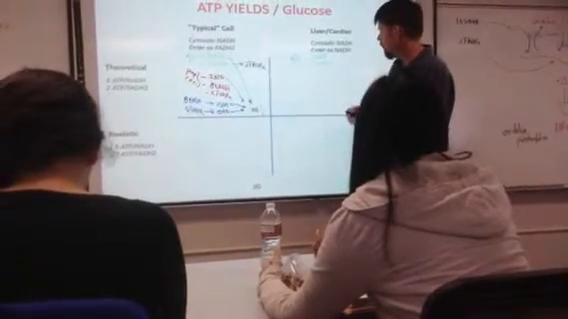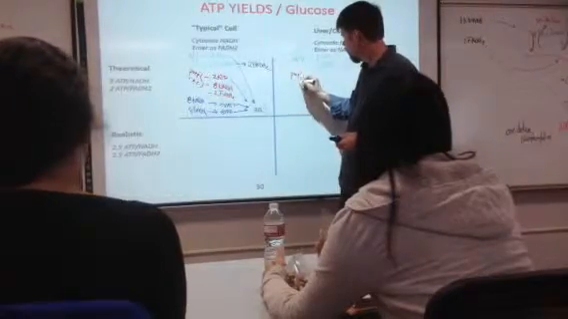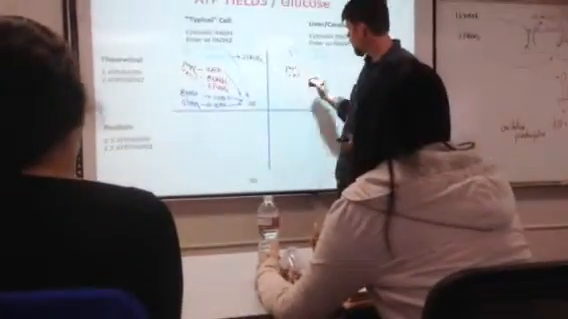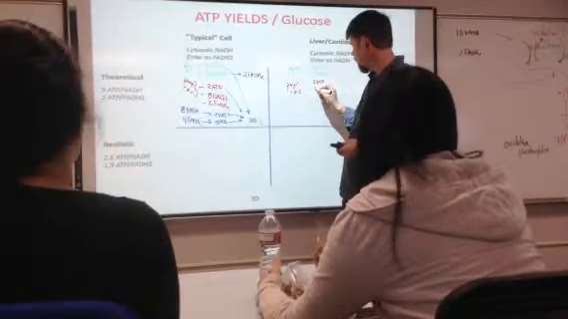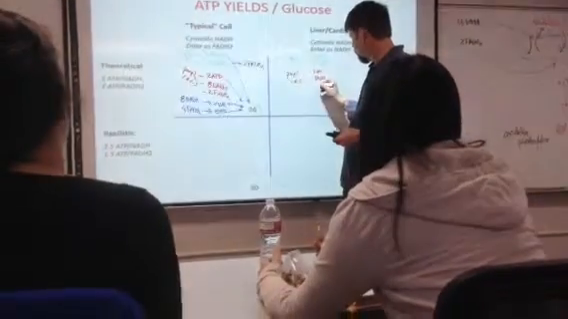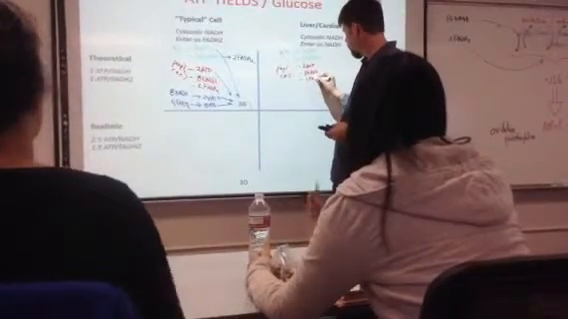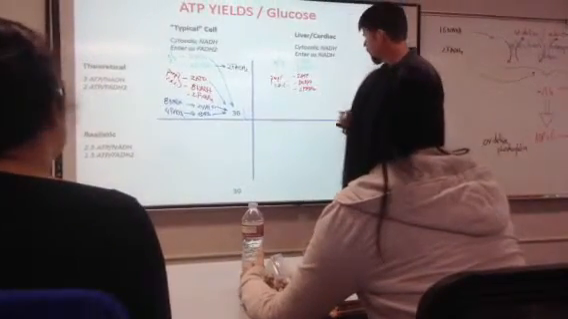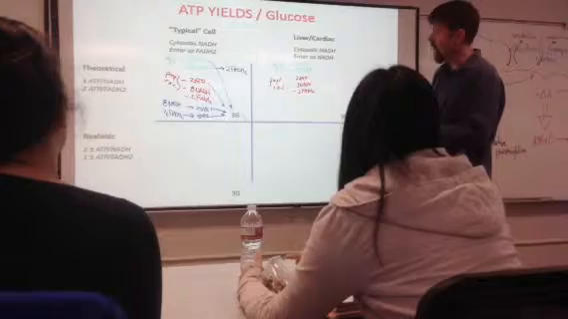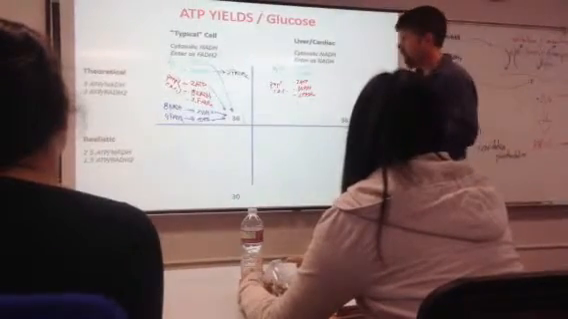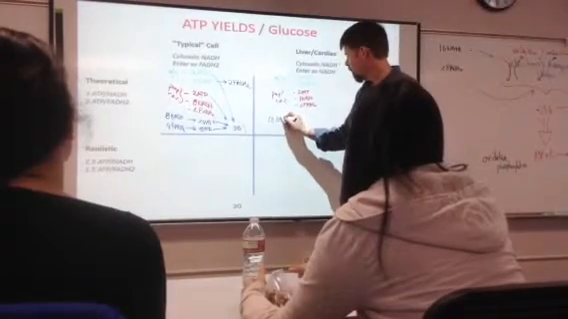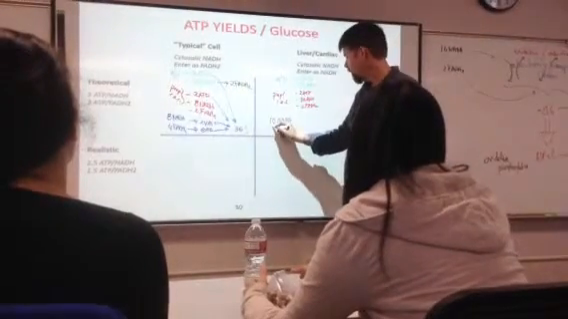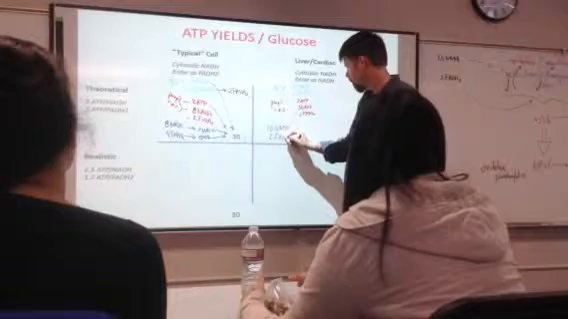What about prep in the citric acid cycle? Everything's the same, right? So 2 ATP, 8 NADH, 2 FADH2. You okay with that? There. And then what about electron transport? How many total NADHs do we have now? 10. How many FADHs? 2.